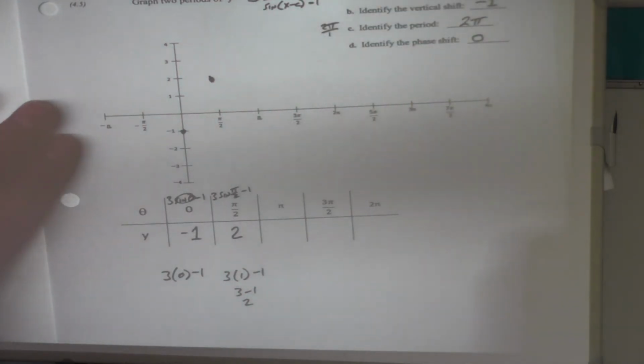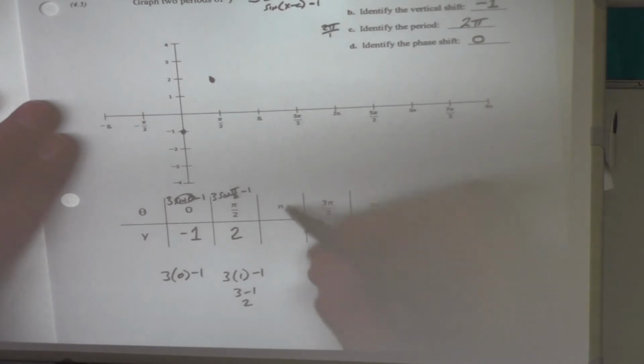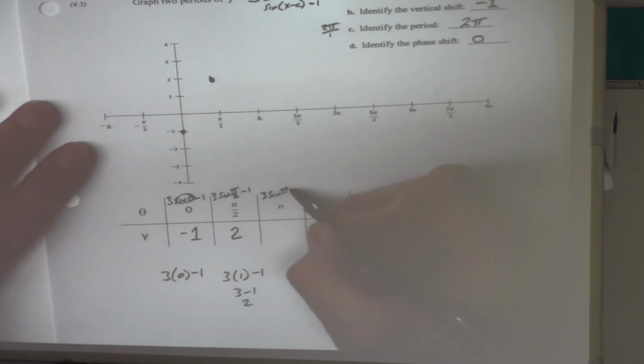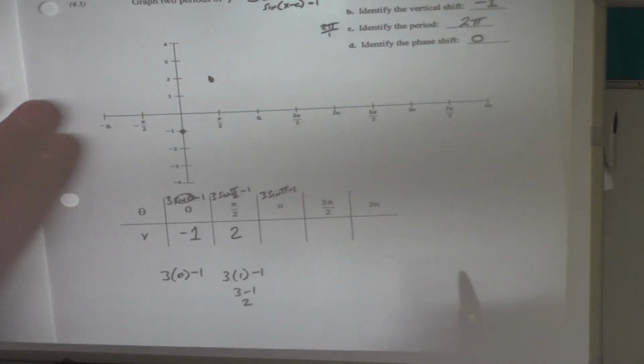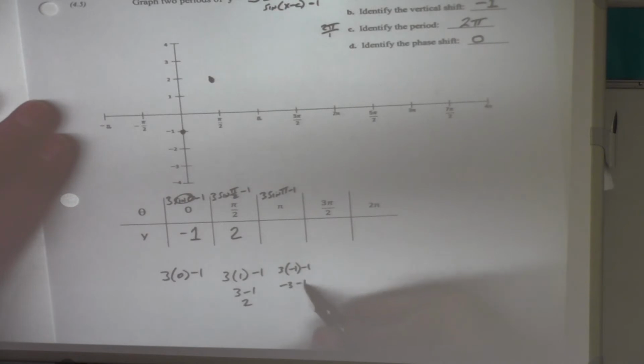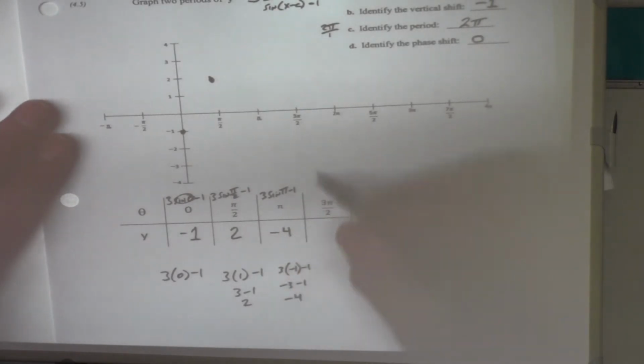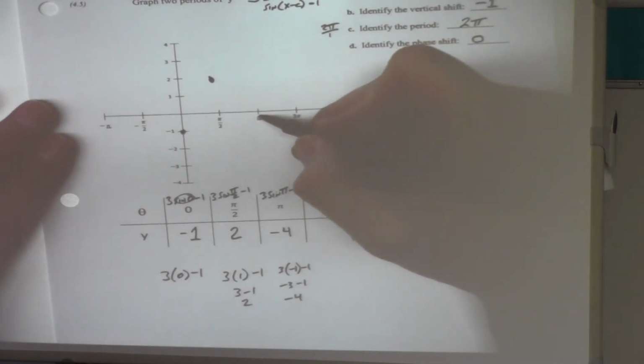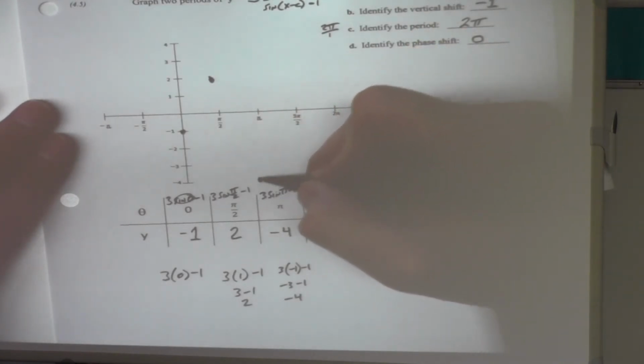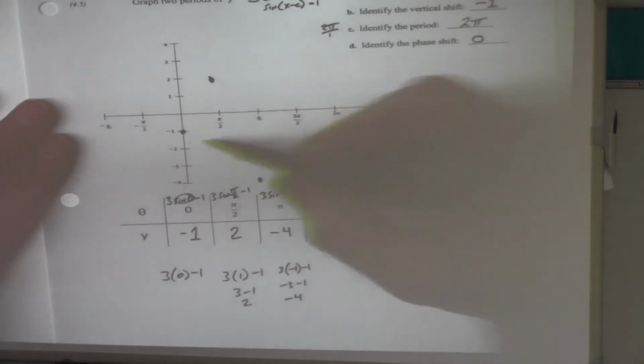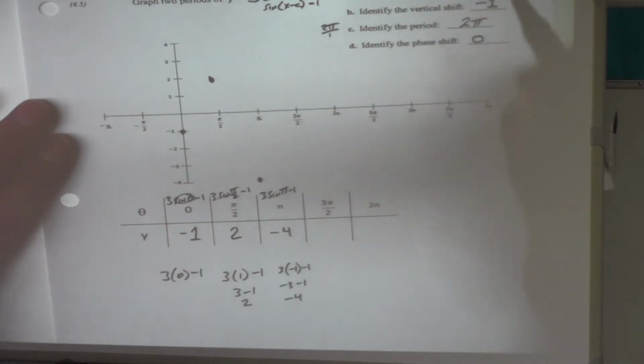Interesting. Now pi. I'm going to do 3 sine pi minus 1. So sine of pi is negative 1. So I guess I have enough room here. Minus 1 minus 1. That's negative 3 take away 1. That's negative 4. So at pi, we're way down here at negative 4. Now, that looks like it's going to be an interesting curve.